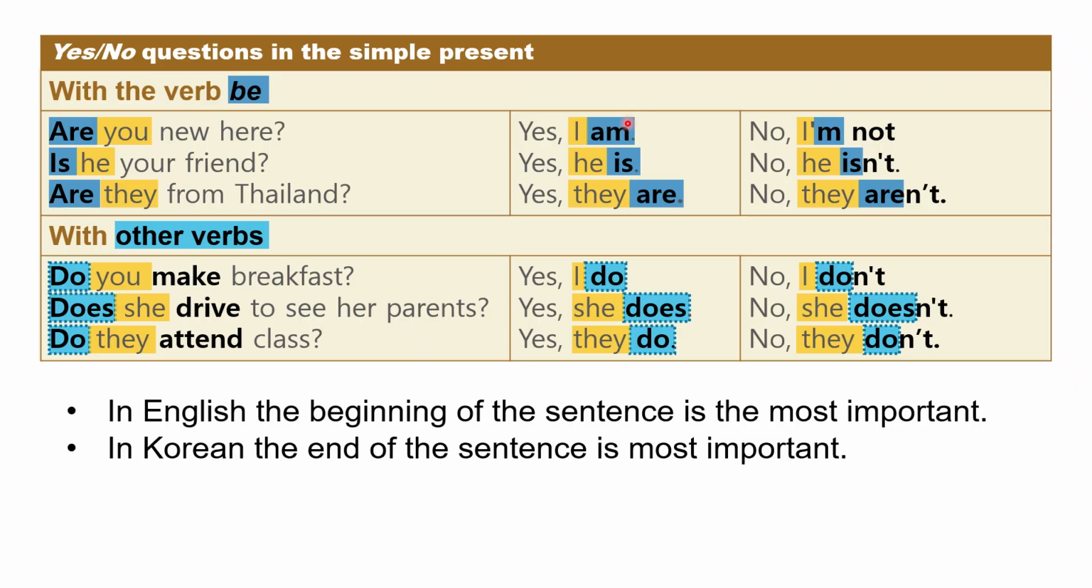In Korean, it's very different. In Korean, the end of the sentence is important. That tells you if it's a question, a statement, a suggestion. But in English, it's all at the beginning.